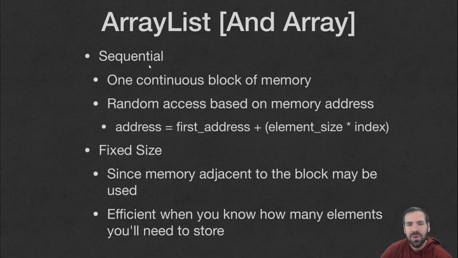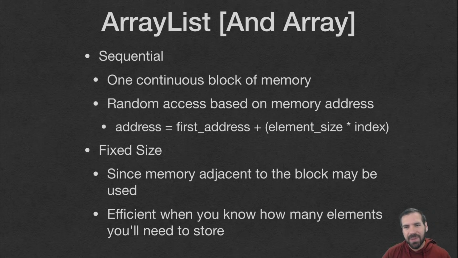Arrays and array lists are sequential, meaning the order that I insert things into an array list is the order I expect them to be in, and the array list will maintain that order. And something we haven't really talked about yet is that it's one continuous block of memory. So when you ask for an array, you get one chunk of memory where all the indices are right next to each other. The value at index 0 is physically right next to the value at index 1 in memory.